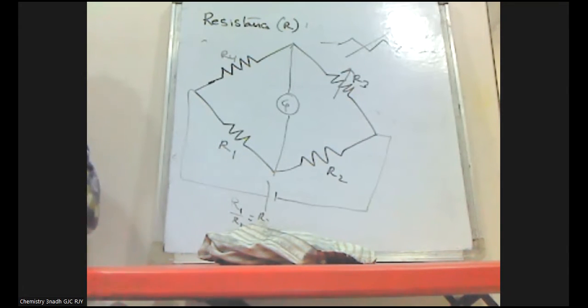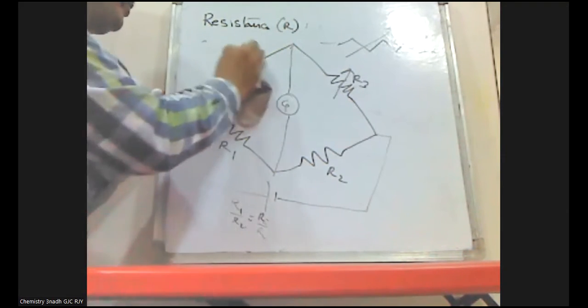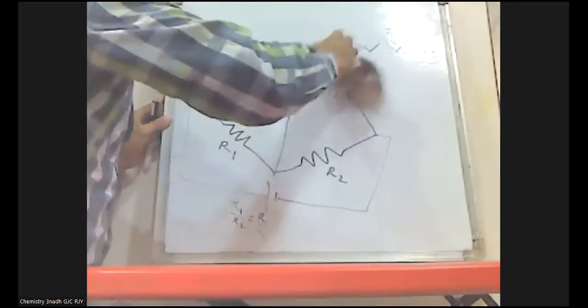So once we get the resistance, we can determine all the other parameters, such as conductance and specific conductance, for any metallic conductor. Later on, we discussed how to determine the conductance of a solution. For that, we have designed a special cell called a conductivity cell.